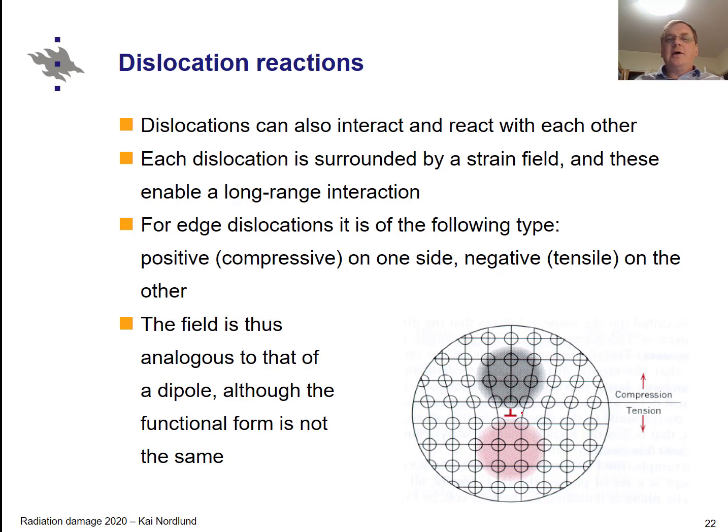Dislocations can also interact and react to each other, because you have this strain field around the dislocation, and this strain field, as I said, goes in principle to infinity. But for an edge dislocation, you realize quickly that here you have a compressive strain because atoms are packed together. Here you have tensile strains because there is some loose space here. So this means that you have compression on one side, tensile on the other, and this is very much like an electric dipole. Plus on one side and minus on the other. And it turns out that the analytical equations for the strain field even resemble those of the electrical dipole.